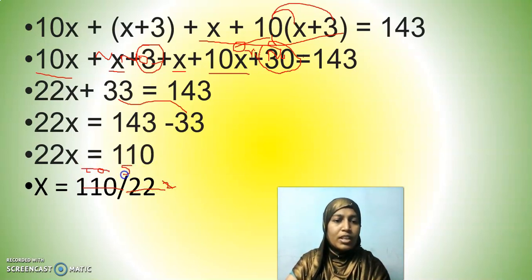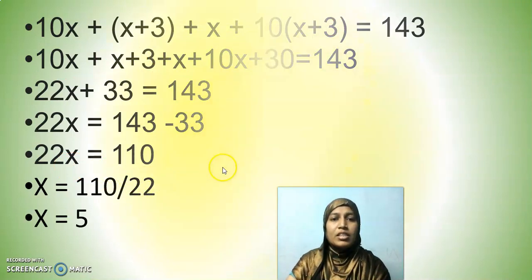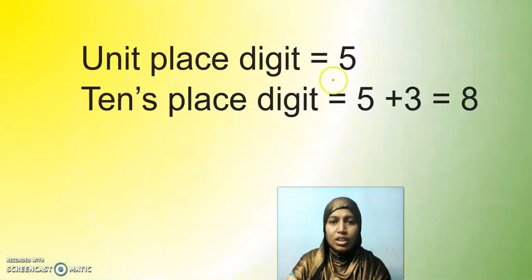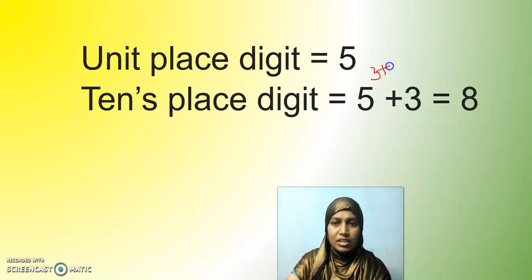What is the value of x? 5. Is it the final answer? Will you stop with this? No. And this is the units digit. x is equal to 5 is the unit digit. What about the tens place digit? Yes, we wrote 3 plus x.